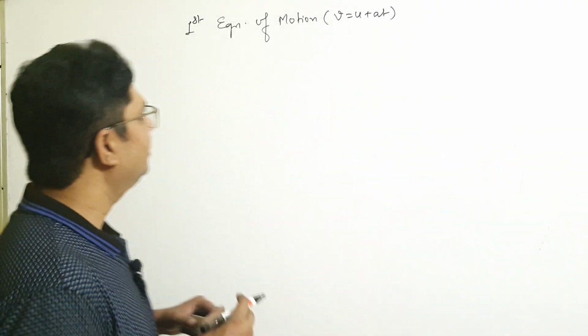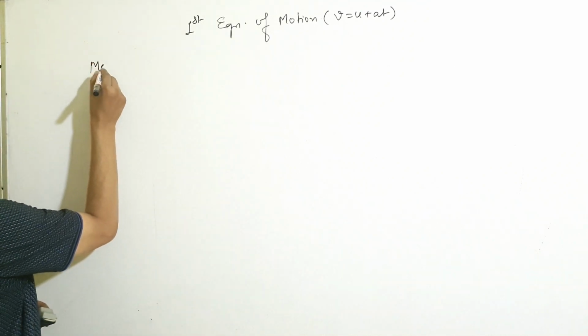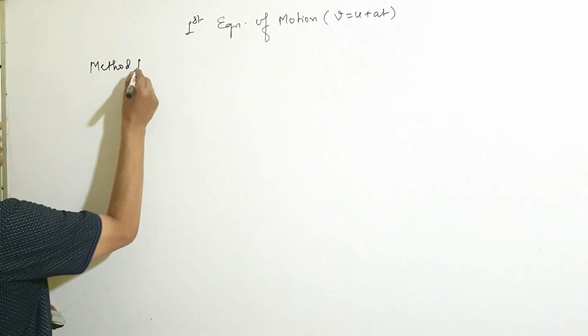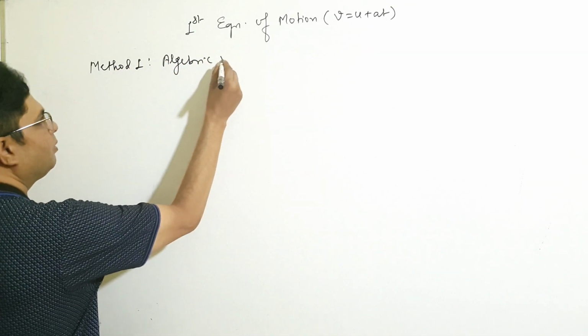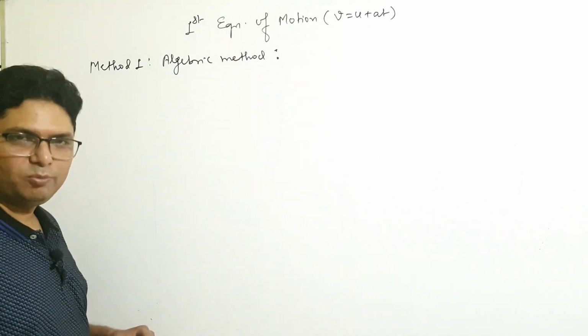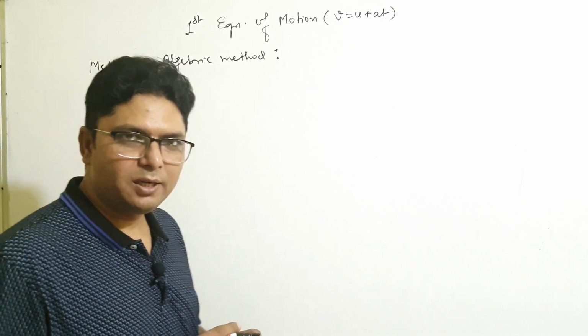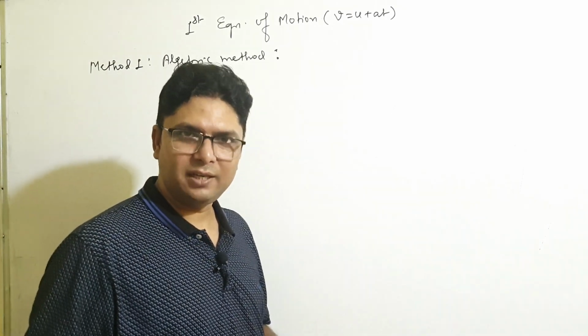So for that, number first, you are going to learn method 1. This is the algebraic method to obtain the first equation of motion. For this method, I am directly using the definition of acceleration.